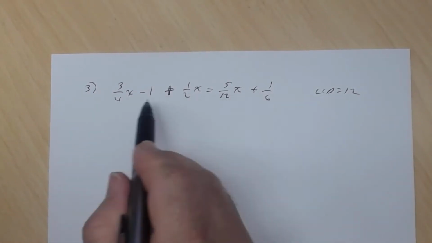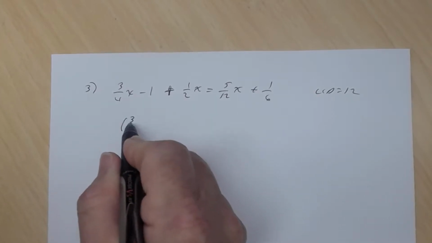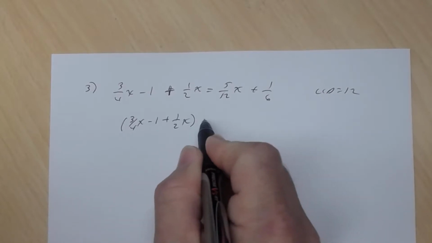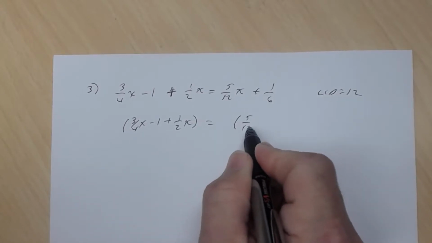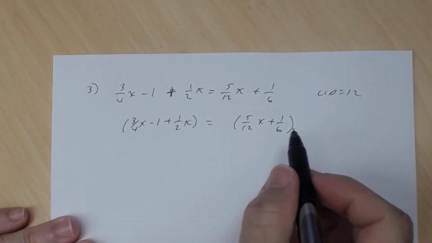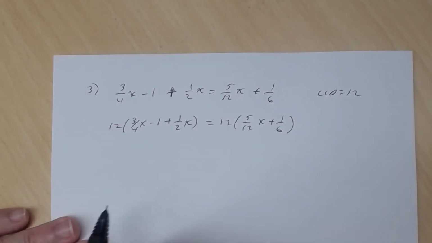So I'm going to enclose both sides in parentheses now because I do have more than one term. So I'm going to do this first. So 3/4 times (x minus 1) plus 1/2 x equals, and over here, 5/12 x plus 1/6. All right. And then multiply by 12. So 12, 12. What you do to one side, you have to do to the other.